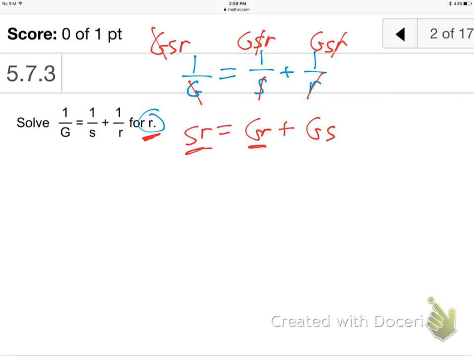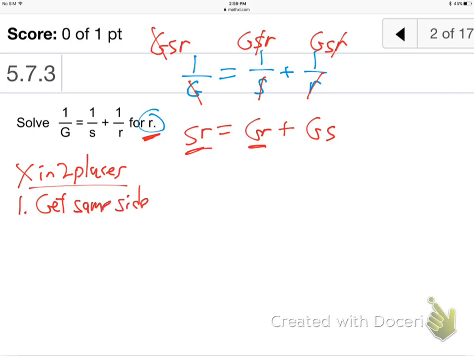So when the X, or whatever letter you're trying to solve for, is in 2 places, what do you do? Number 1, get them on the same side. I was just going over this with my pre-calculus students a couple hours ago in my office. Get those 2 on the same side. These are skills you'll use up through calculus. Get them on the same side. Factor out the X, or whatever your letter is, and divide.